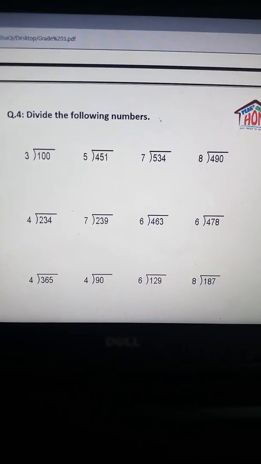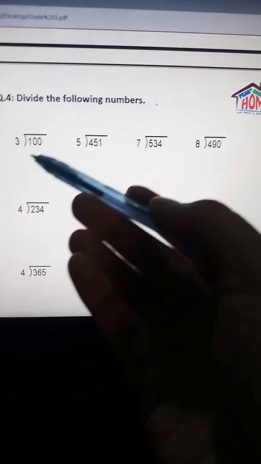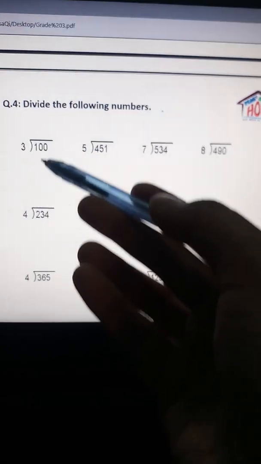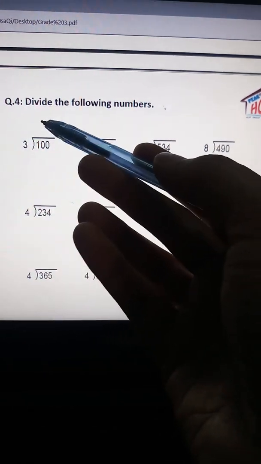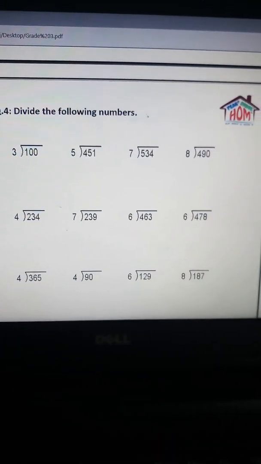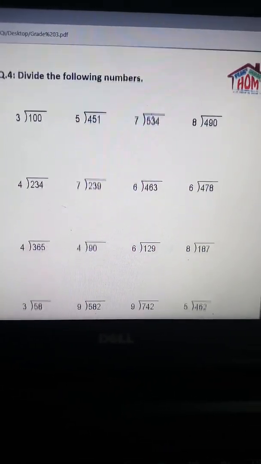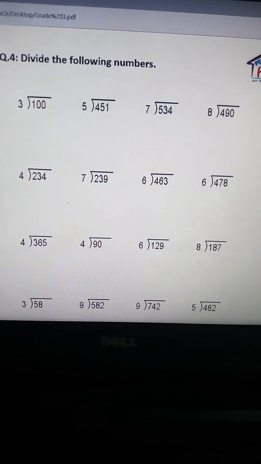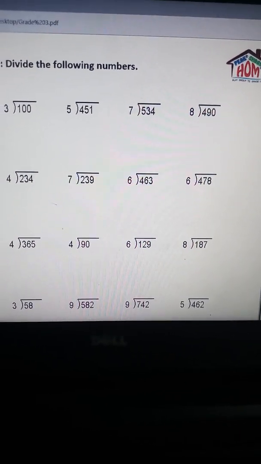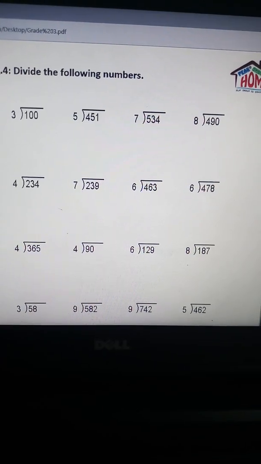The next question is: divide the following numbers. You have to do the rough work for this question here and find the answer as well. It will be in the quotient form and remainder form. Maybe there will be a remainder and maybe there will not.